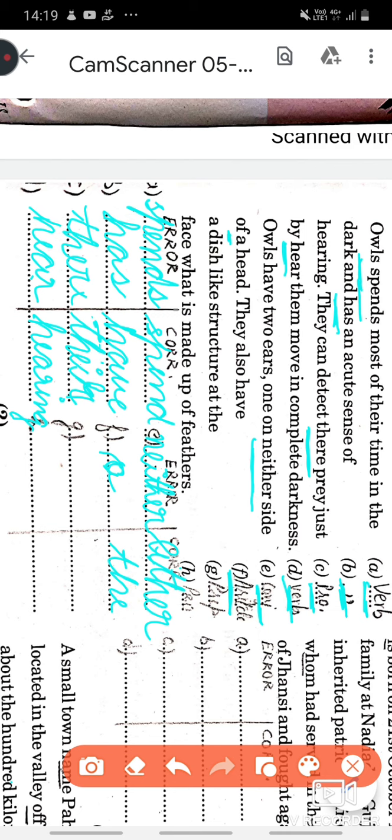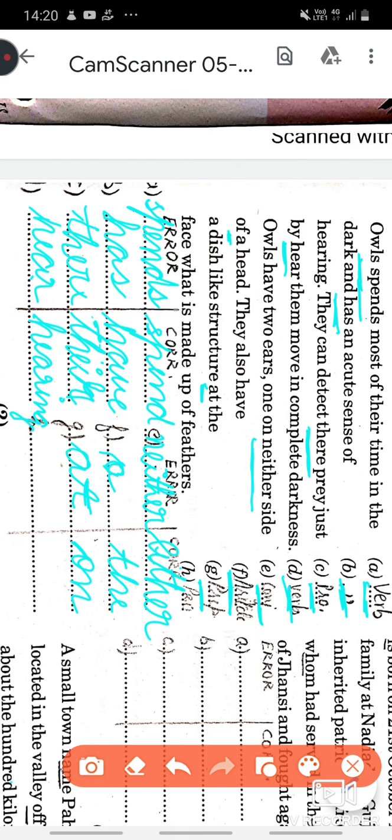They also have a dish-like structure at the face. Now, if you read again, they also have a dish-like structure at the face. Never is a thing at the face. It is always on the face. So, my G error is at and correction is on. They also have a dish-like structure on the face.